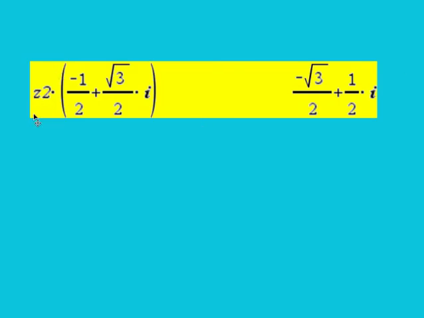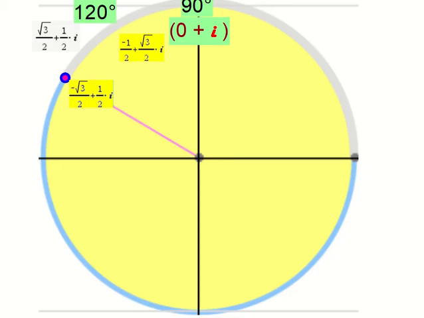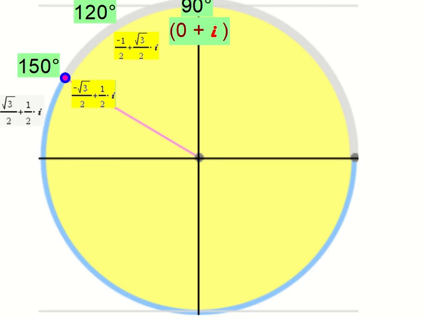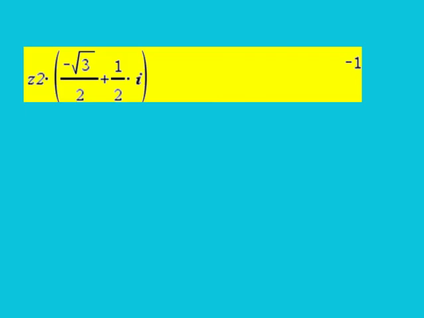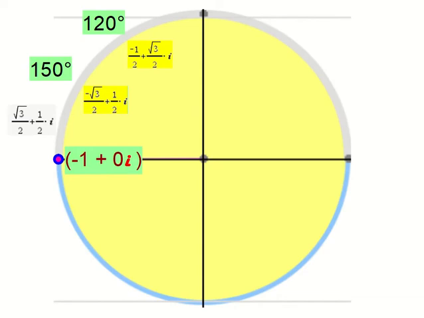So notice I'm always taking my Z2, that's my transformation, that's my rotation, and multiplying it by the point I have. And that's the coordinates of 150 degrees. So I take this point, that's Z2, and multiply it by the point at 150 degrees to get to 180 degrees, which is -1 or -1 plus 0i.